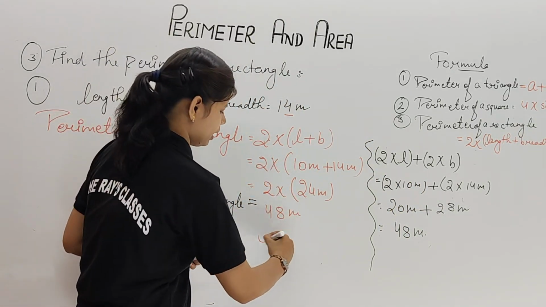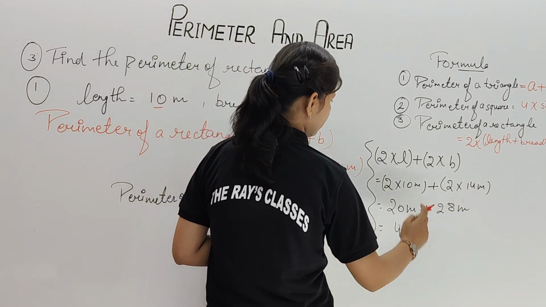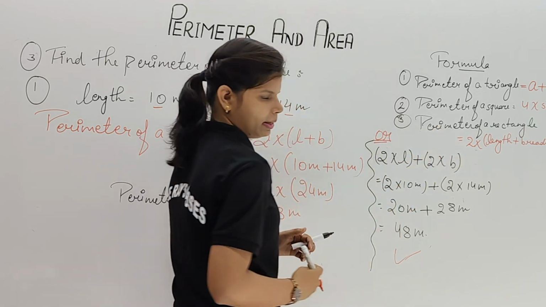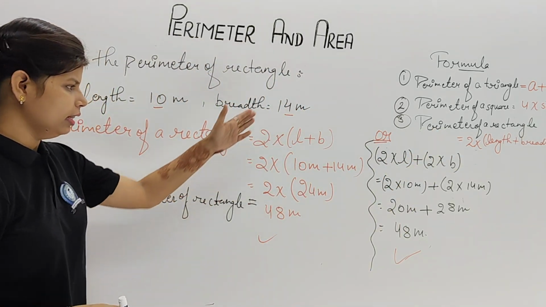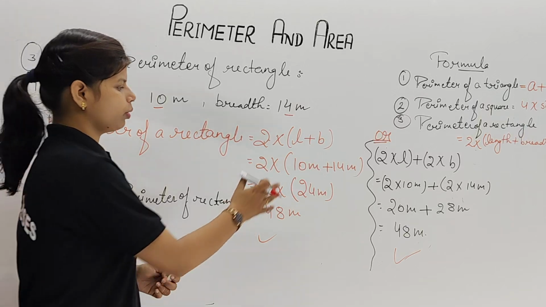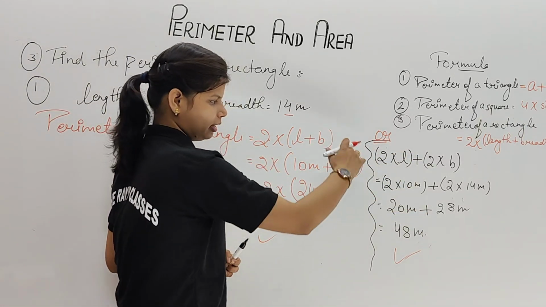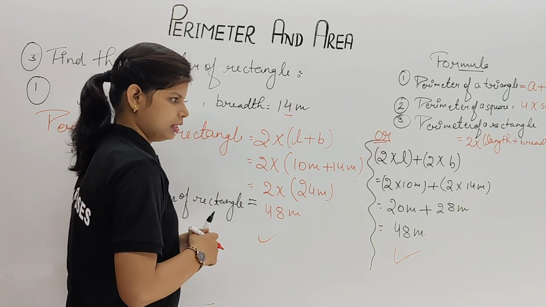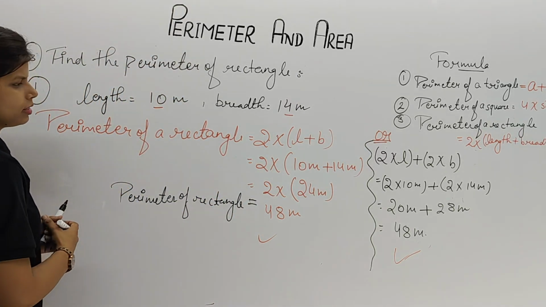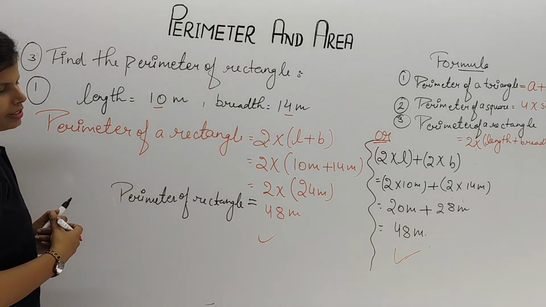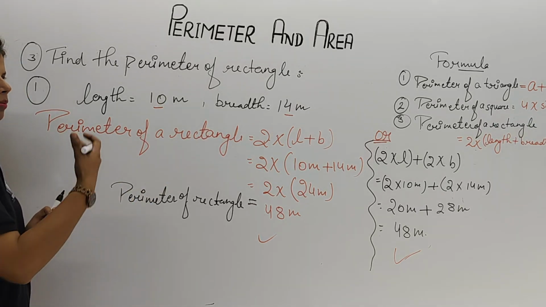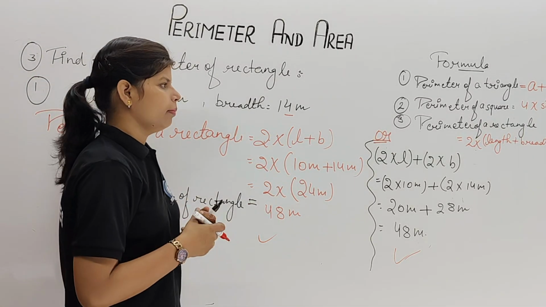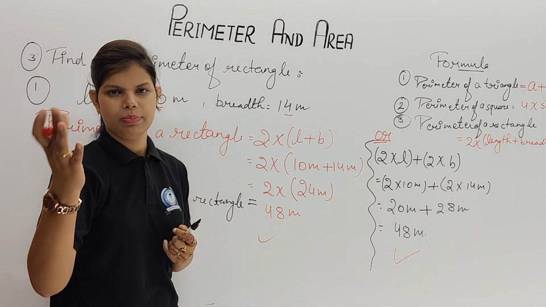So there are two ways. You can go with this way or you can go with this way. Both ways the answers are the same. There is no difference in the answer, only the method is different. Here you are writing directly, and here you have to expand it and then write the answer. That is the difference. This is the third part, and it's easy for you to understand all three. Perimeter of triangle, A plus B plus C; perimeter of square, 4 into side; and perimeter of rectangle, 2 multiplied by length plus breadth.